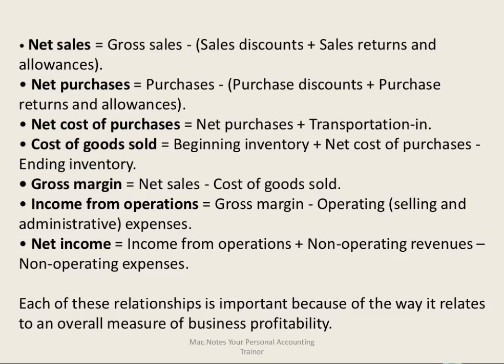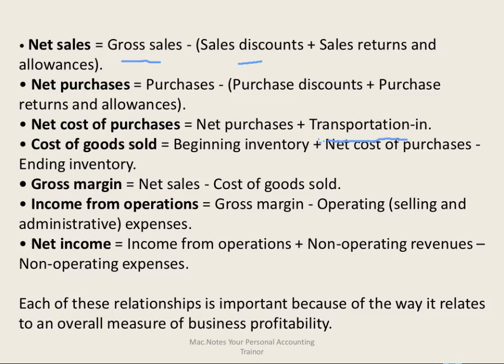So some of the key relationships. Net sales is equal to the gross sales minus sales discounts and sales returns and allowances. Net purchases is equal to purchases minus purchase discounts and purchase returns and allowances. For net cost of purchases, I add transportation in to the purchases. Cost of goods sold is beginning inventory plus net purchases minus ending inventory. Gross margin is net sales minus the cost of goods sold. Income from operations is gross margin minus operating, selling and admin expenses, and then net income.